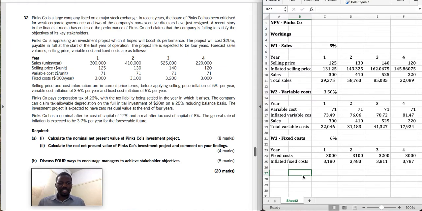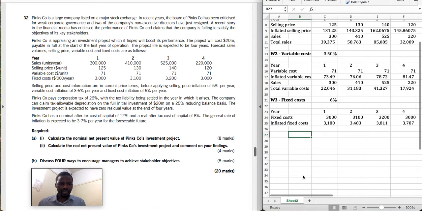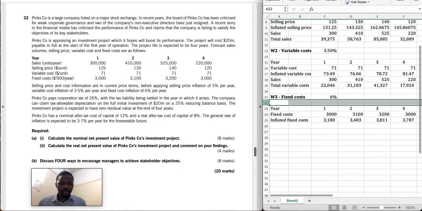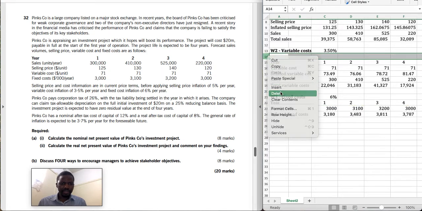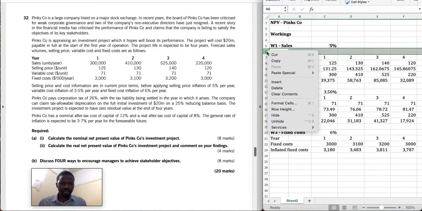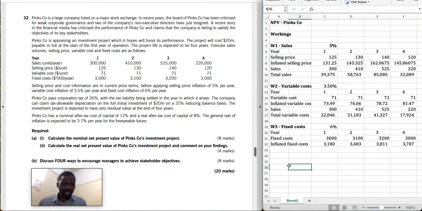There we have our fixed cost. Then now we go to our tax saving. Now our tax saving will have the year 1 up to year 4.